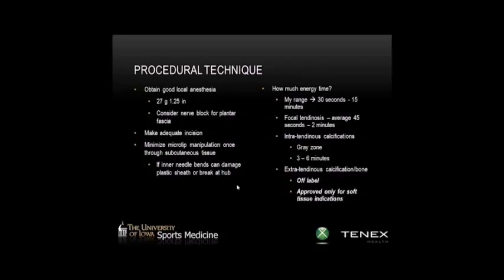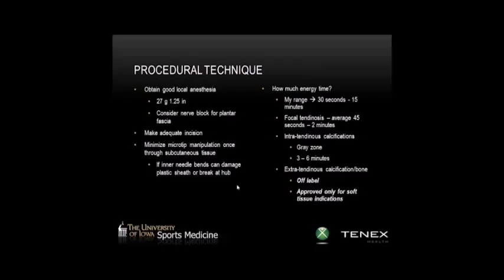In terms of energy time, this is variable. You'll get the hang of it eventually, but my range is anywhere from 30 seconds to 15 minutes. For the average case, the run-of-the-mill tennis elbow where there's focal tendinosis, that may be 45 seconds. A patellar tendon or something, maybe 2.5 minutes, somewhere around there, depending. If you see some of those intratendinous calcifications, those are what I call a gray zone. If there are softer slurry-type calcifications, they may take a little bit longer if they're large, somewhere in the range of 3 to 6 minutes perhaps.